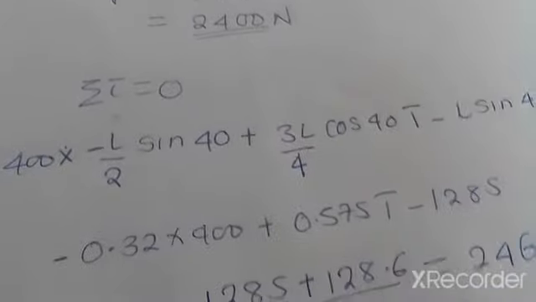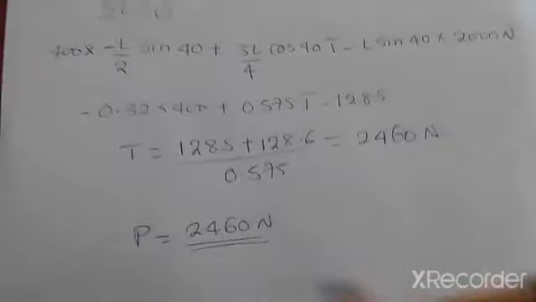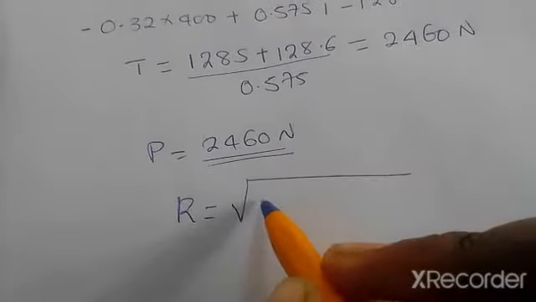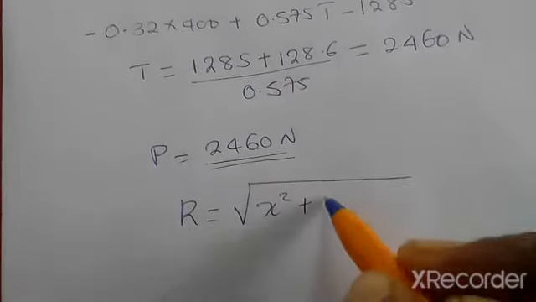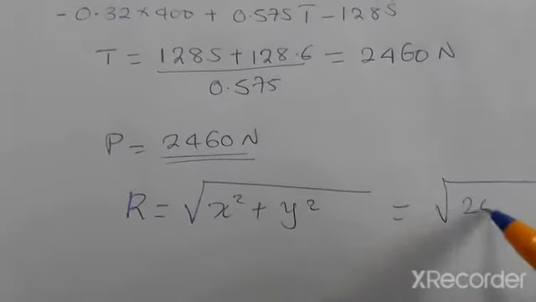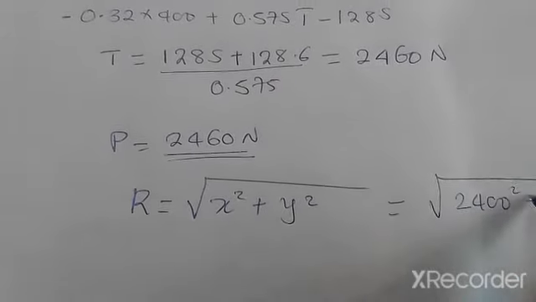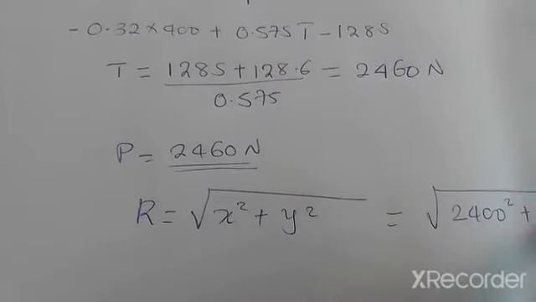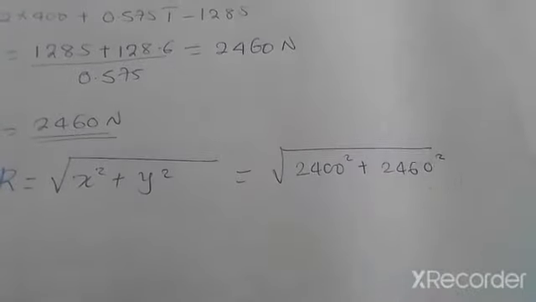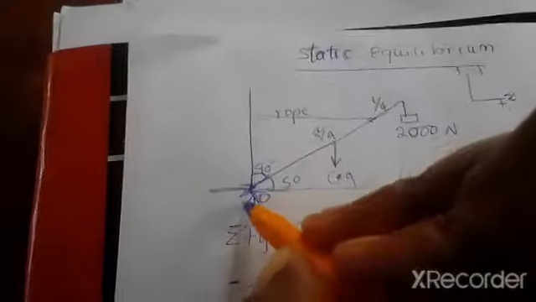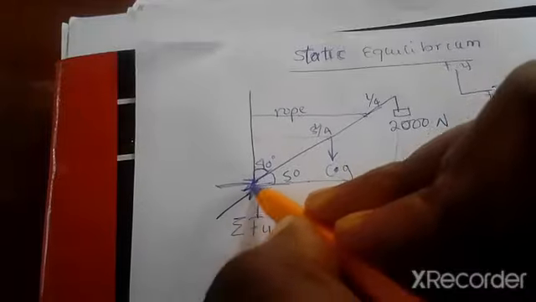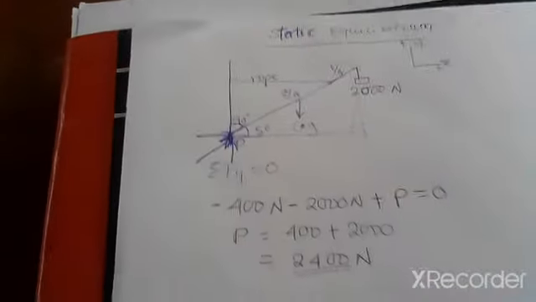Now we want to find out the resultant of the two forces. The resultant of forces is usually found as the square root of x squared plus y squared. So that will be equal to 2,400 squared plus 2,460 squared. Once we square these two, we are going to get the resultant force, because we have got it in the x and in the y-axis. So the resultant will be acting at this point, somewhere there.